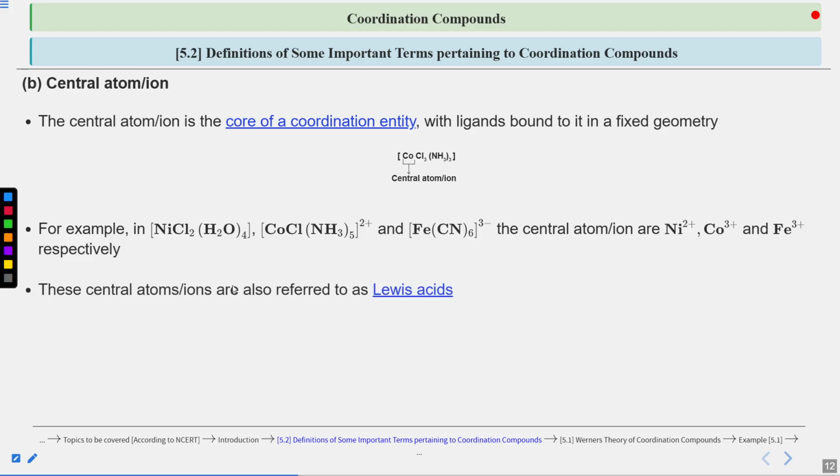Now these central atoms or ions are also referred to as Lewis acids. The central atom or ion of the coordination entity is also referred to as a Lewis acid on the basis of its electron acceptance capability.